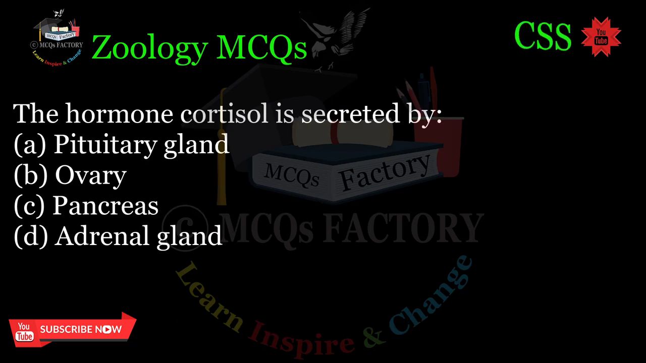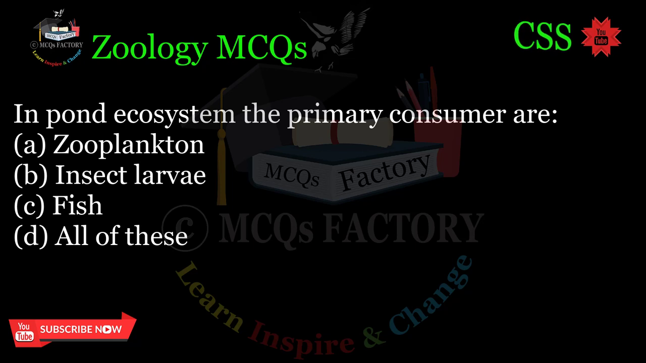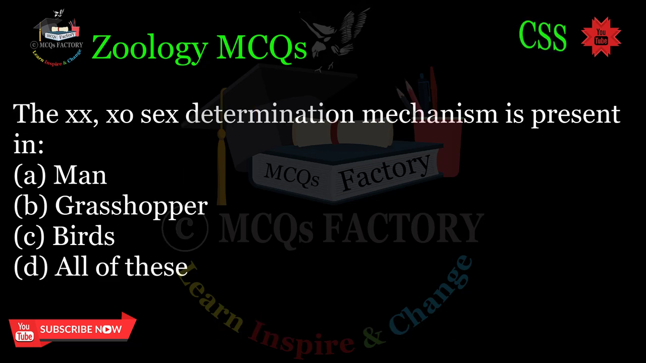The hormone cortisol is secreted by A. Pituitary gland, B. Ovary, C. Pancreas, D. Adrenal gland. Correct answer D. In pond ecosystem, the primary consumers are A. Zooplankton, B. Insect larvae, C. Fish, D. All of these. Correct answer D. The XX, XO sex determination mechanism is present in A.